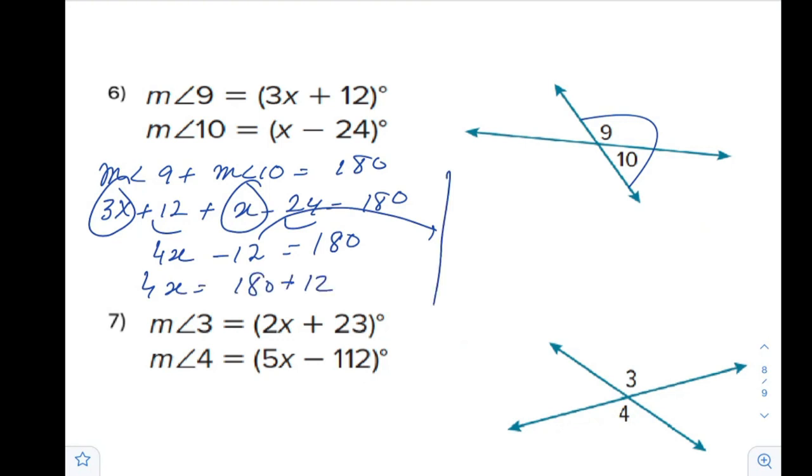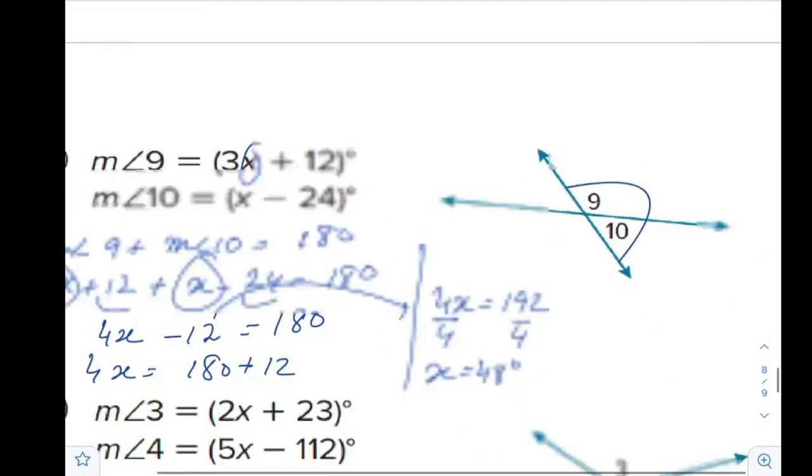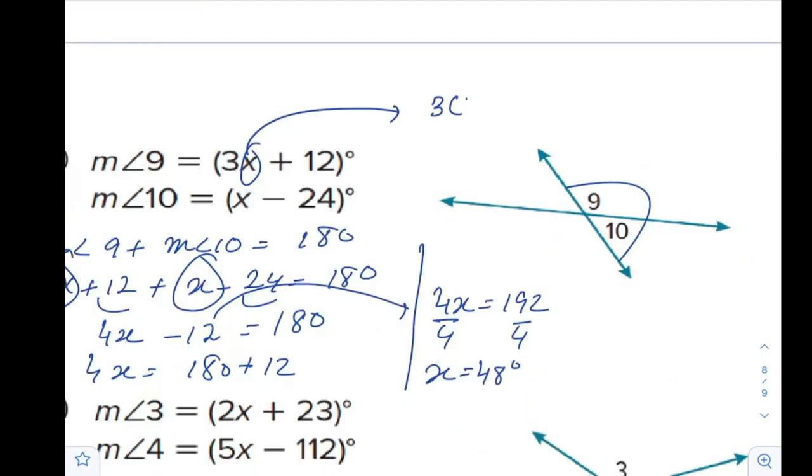And 4x is 180 plus 12. You can use the addition property. 180 plus 12, and it is 192. 4x is 192. Dividing by 4 both sides will lead to x is 48, which means now we are replacing. So let's replace x with 48. So measure of angle 9 is 3 times 48 plus 12, which is 156.